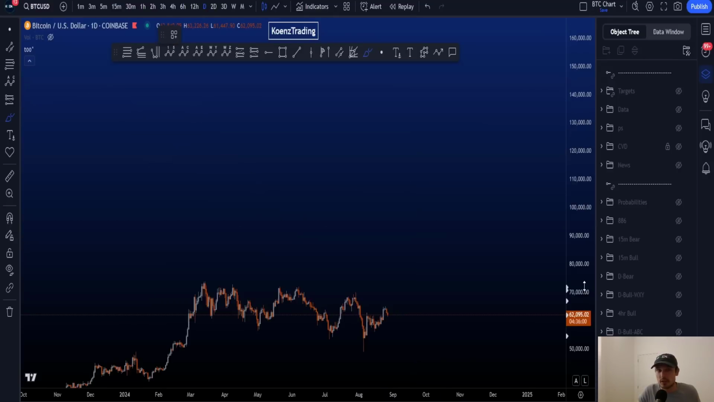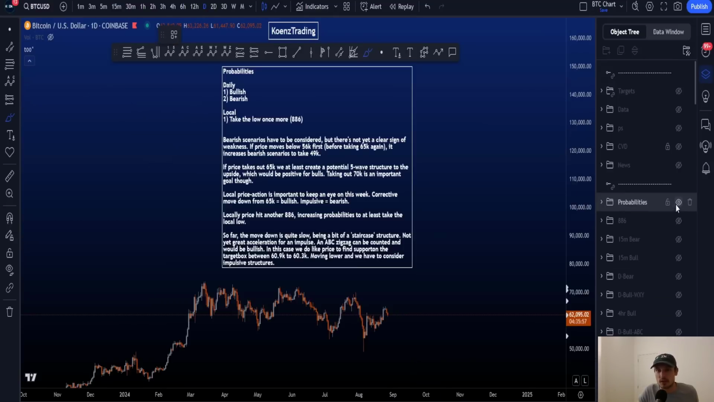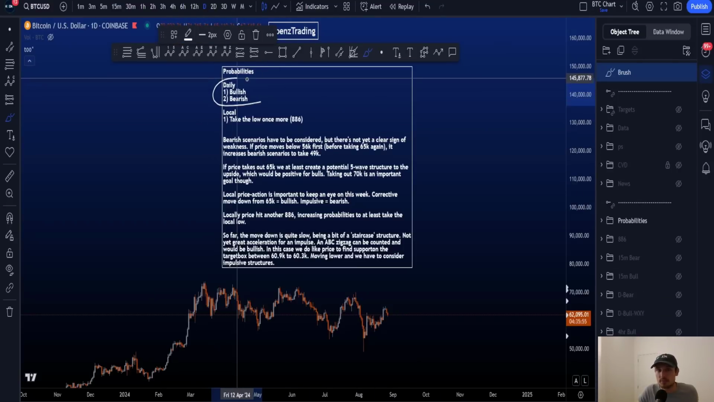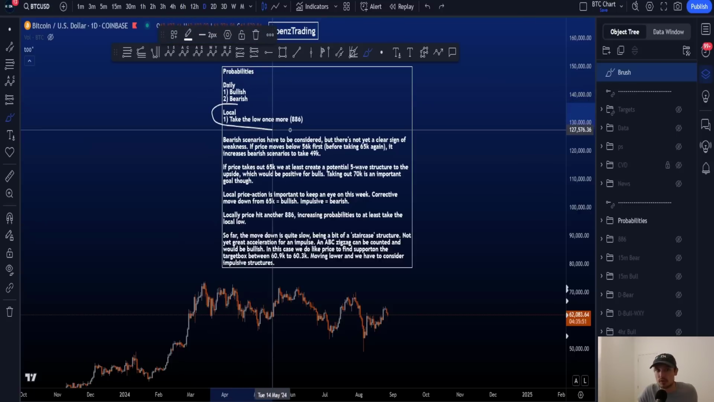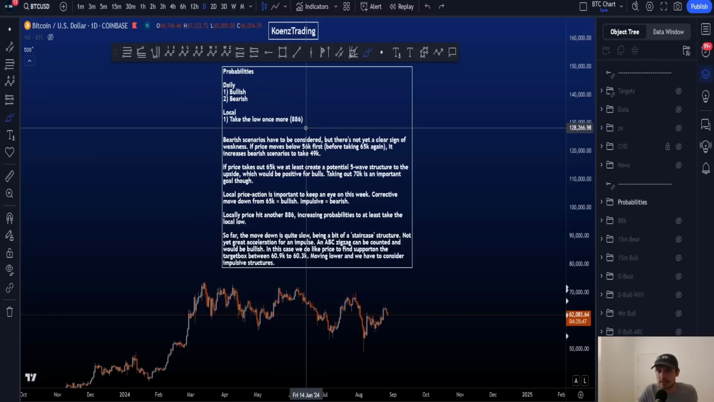So if we then finally look at the probabilities of the different scenarios, on the daily time frame at the moment the probabilities are higher for the bulls compared to the bears. More locally, on a 50-minute time frame, the probabilities are higher to still take the local low due to that 0.886 touch. And we are hovering just above support. It would be great to hit that blue box.